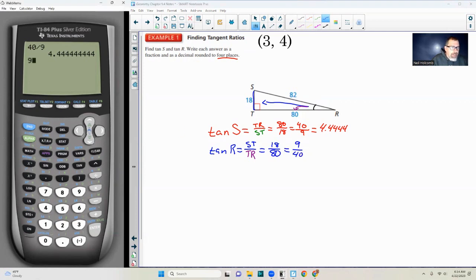And then if I take 9 and divide it by 40, I get 0.225. I'll put a 0 at the end because it said round to 4 decimal places. Okay, so it's 0.2250. Now notice something here. Just want to point one thing out to you.